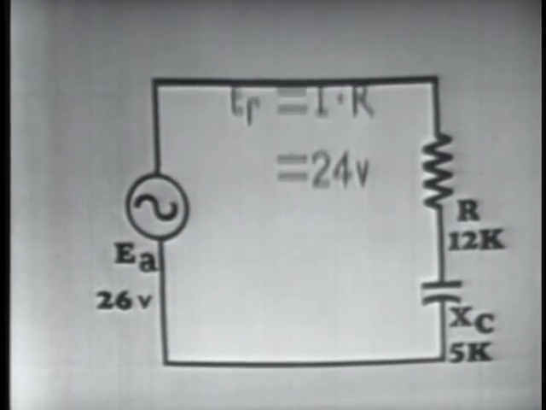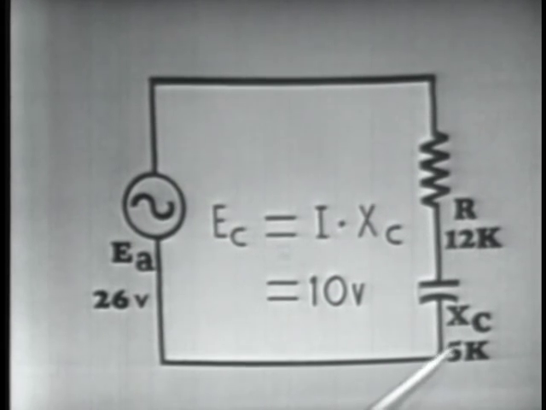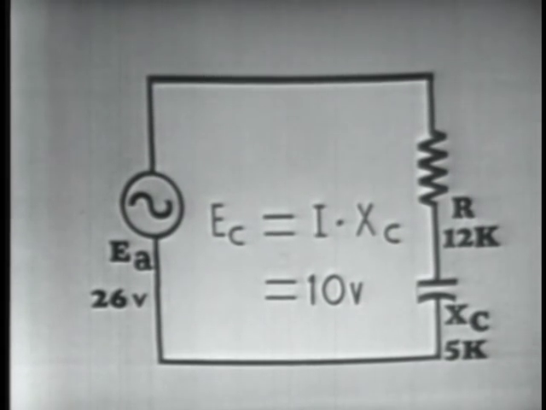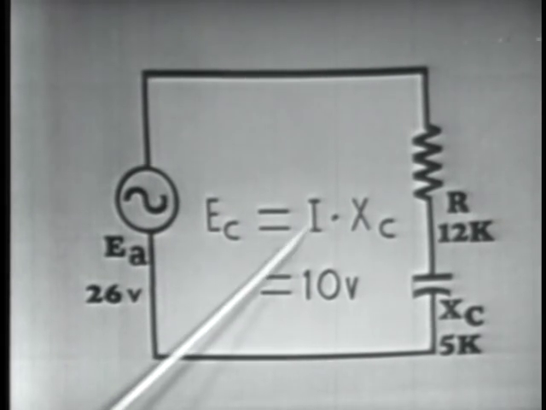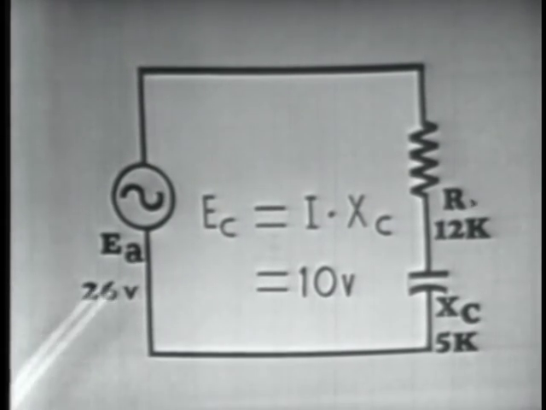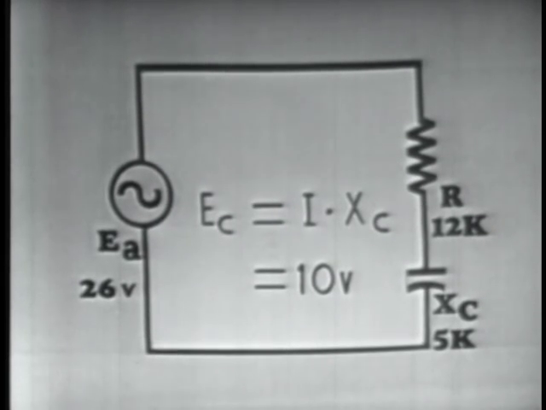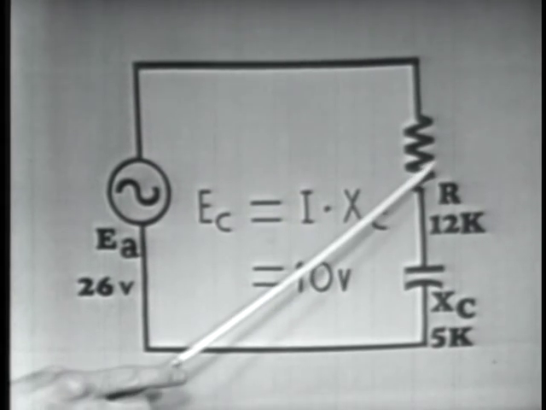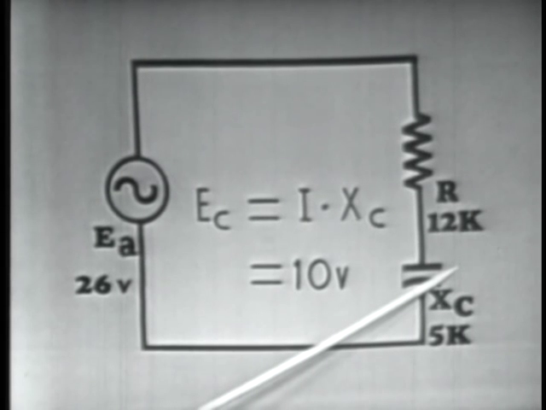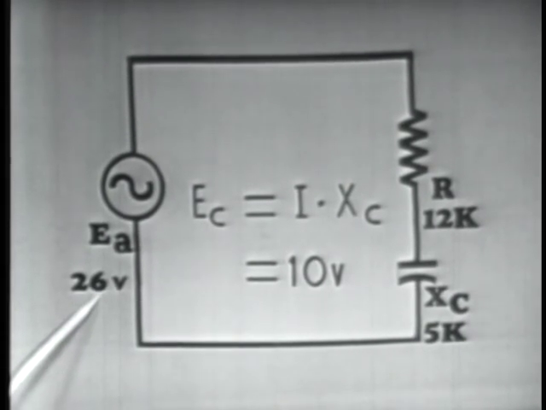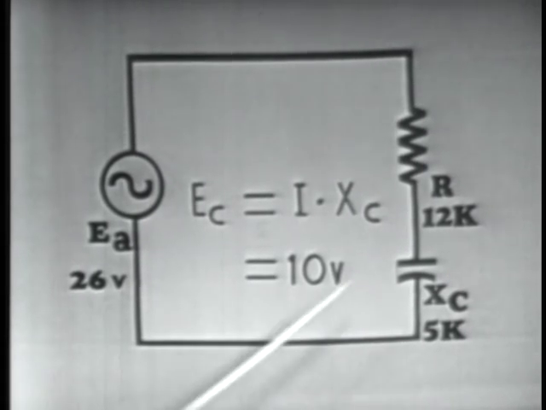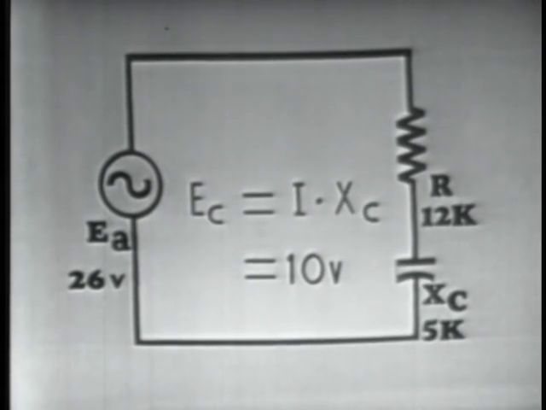The same 2 milliamperes flowing through our capacitor, having a capacitive reactance of 5 k ohms, would drop 10 volts, or 2 milliamperes times 5 k ohms would be equal to 10 volts. Now, if we added these two voltages up, 24 plus 10 would be 34. Their arithmetic sum is greater than 26 volts. Well, why? Remember, these two voltages are not occurring at the same time.